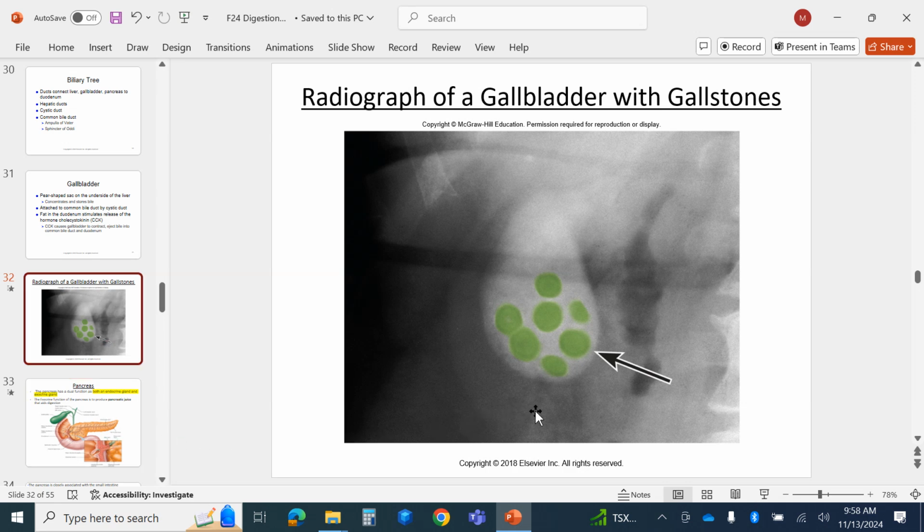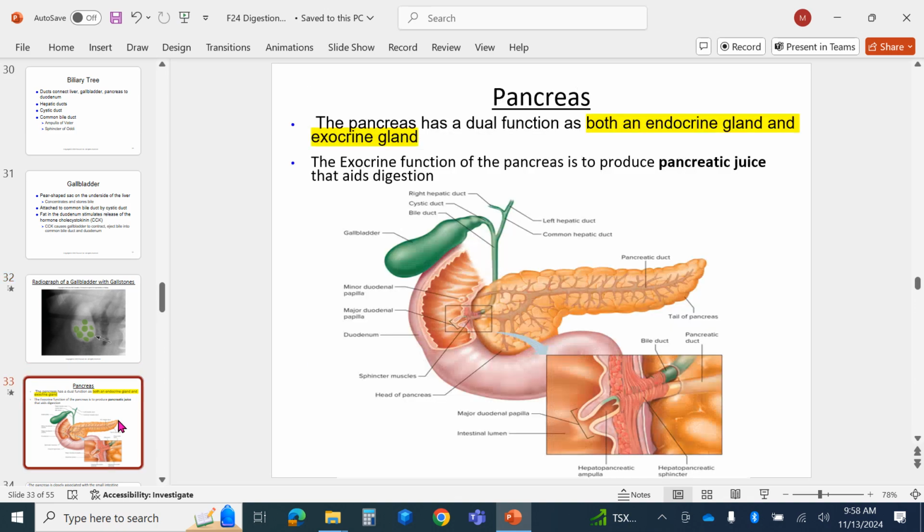This is just a radiograph of gallstones within the gallbladder. And you see how the bile can concentrate and crystallize. The pancreas. We don't need to zoom in. We can just see what's going on here. There's your gallbladder. Liver's up here.